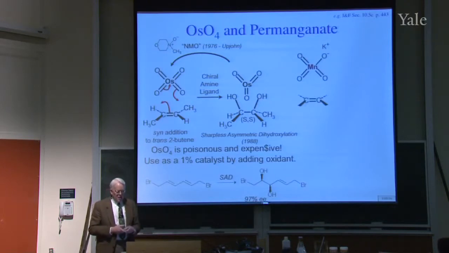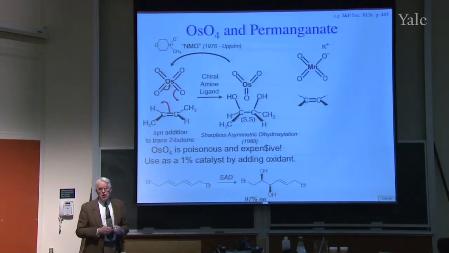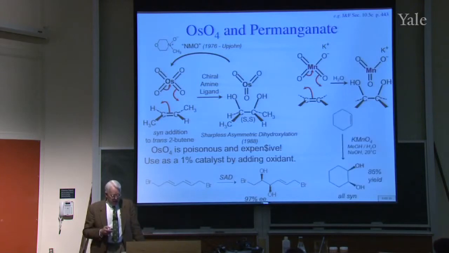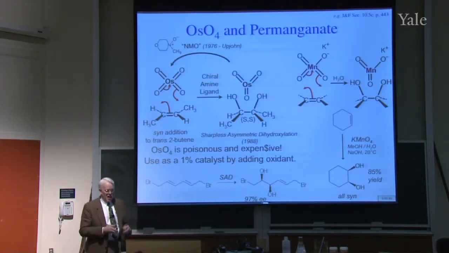Okay. Now, the permanganate is much cheaper and looks very much like osmium tetroxide, so it won't surprise you that it also can do this trick. And here you get 85% yield with cyclohexene. And again, it's a syn addition. The two OHs come in on the same face. But that's not one where there's a catalyst that'll make it give only one enantiomer.